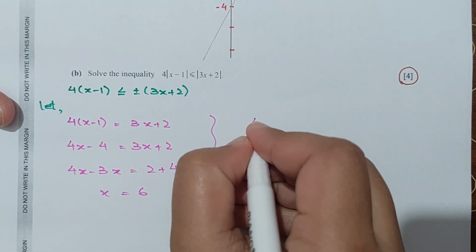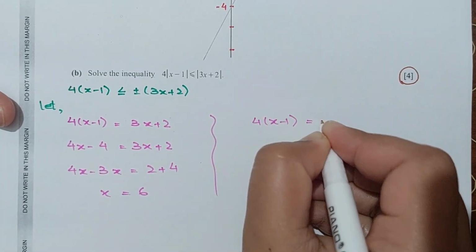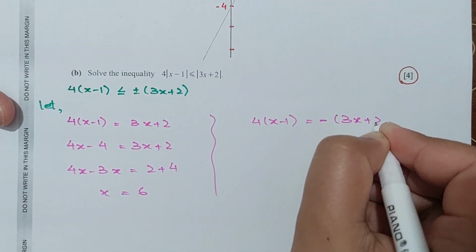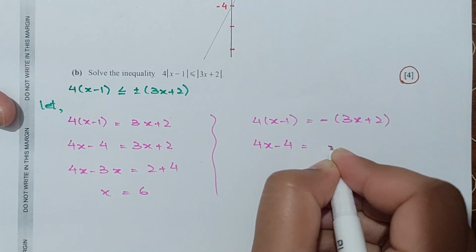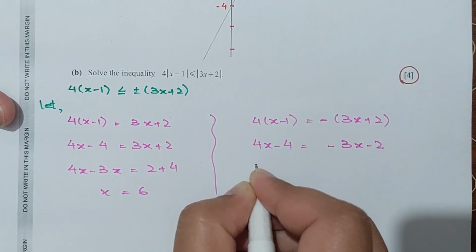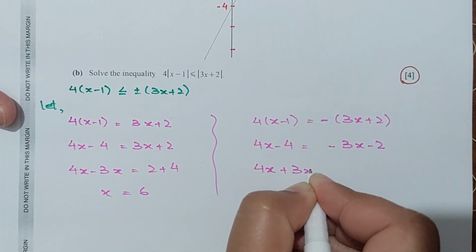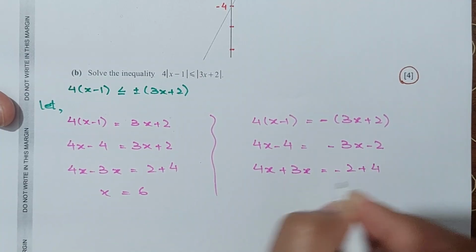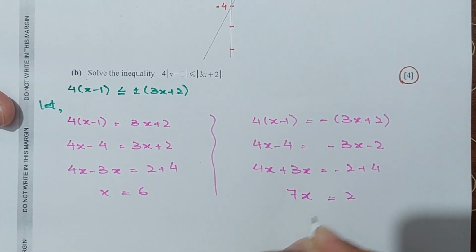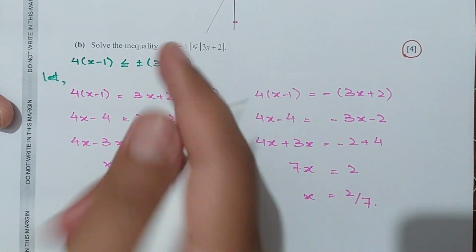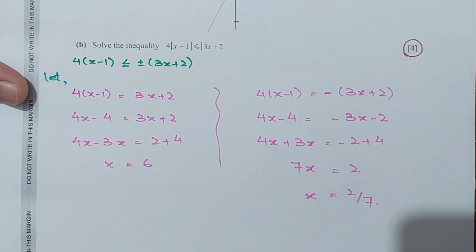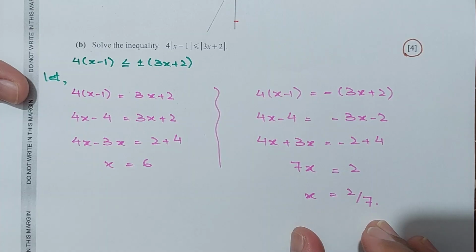And the other, we can say 4 into x minus 1 is equal to negative of 3x plus 2. 4x minus 4 equals negative 3x negative 2. 4x plus 3x is equal to minus 2 plus 4. 7x is equal to 2 and x is equal to 2 by 7. Okay, we have two solutions for x because we have to solve the inequality, just solving the x values. So basically x equals 6 and x is equal to 2 by 7. These are basically the critical points, right?